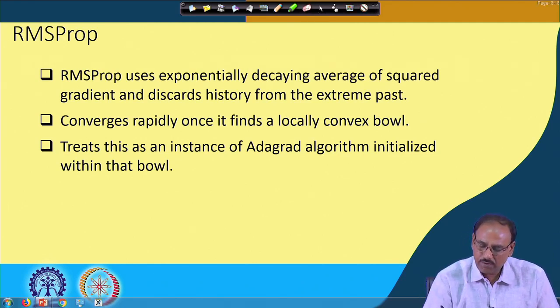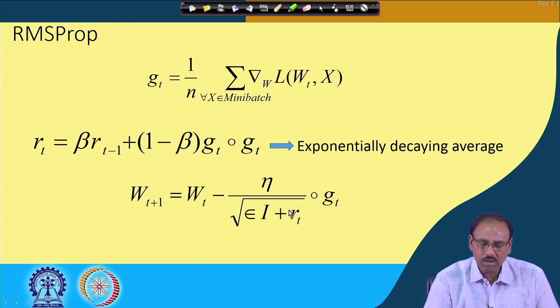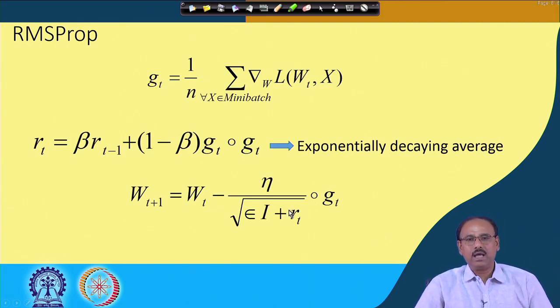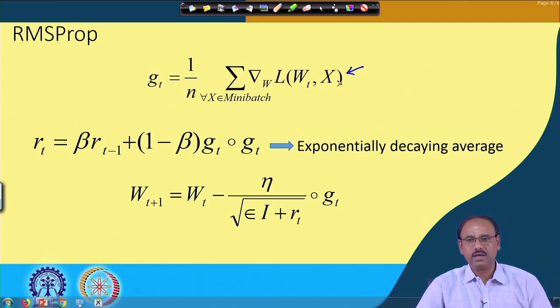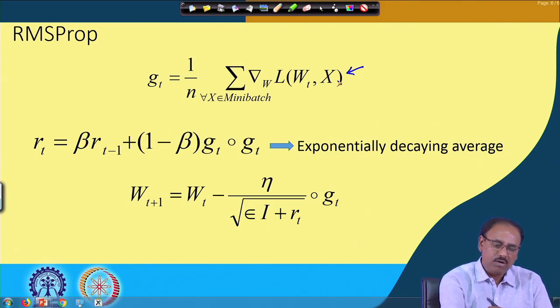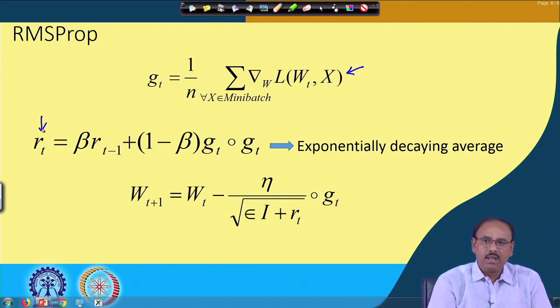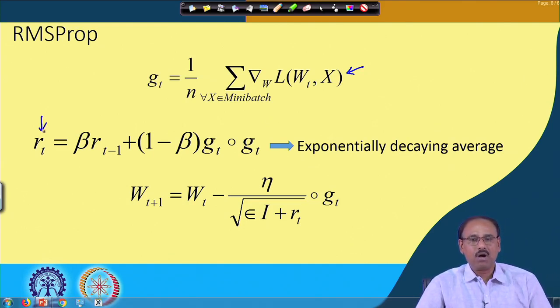So if I go to the updation algorithm using RMSProp, the updation algorithm will be like this. You compute the gradient in the same way as we have done in case of AdaGrad. So this is the gradient computed over a batch. Then in order to compute RT, this is not the sum of the previous squared gradients, but it is an exponentially decaying average of the squared gradients.